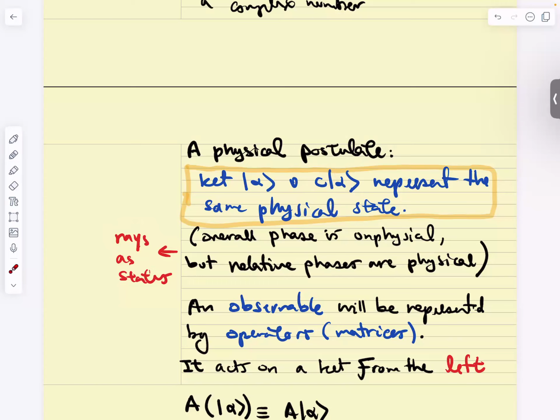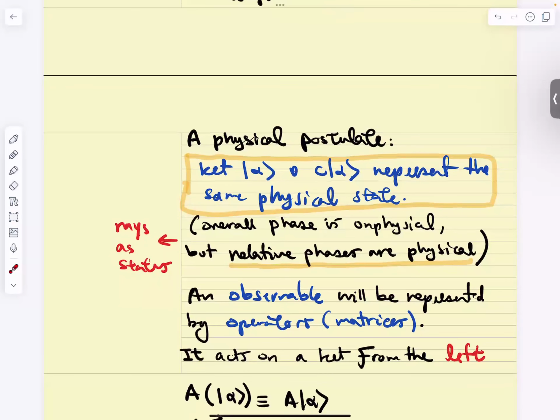Said differently, the overall phase, the overall complex number that sits in front of the vector, is unphysical. The only thing that is physical is a relative phase. This is a comment for the future. For now, you don't need to worry about this, but you will see later that this is going to be important. For now, these two kets, when C is a complex number, represent the same physical state. Is that good? All right.